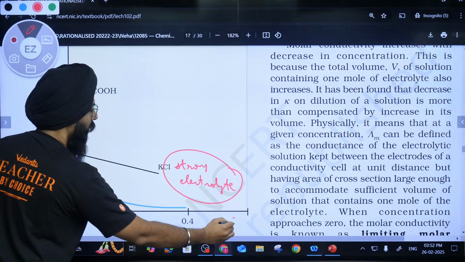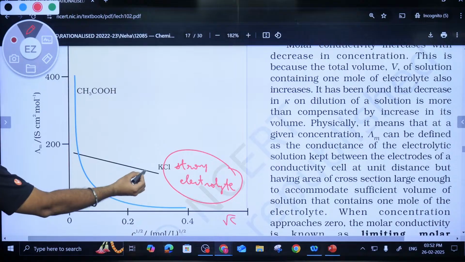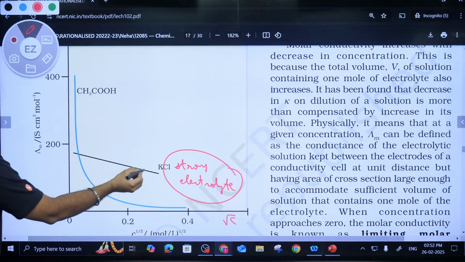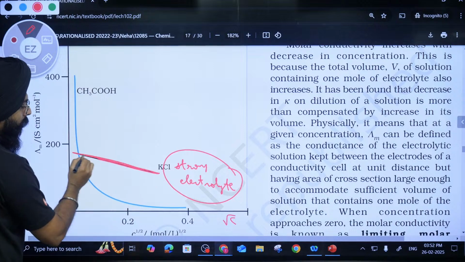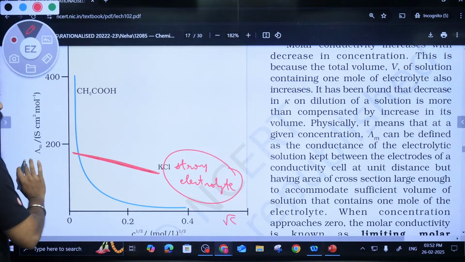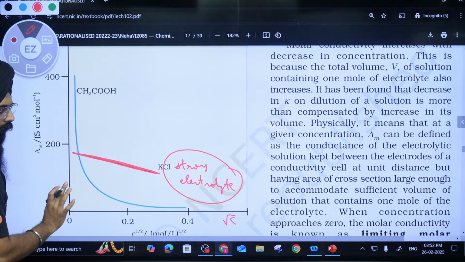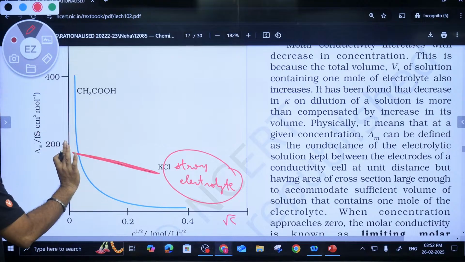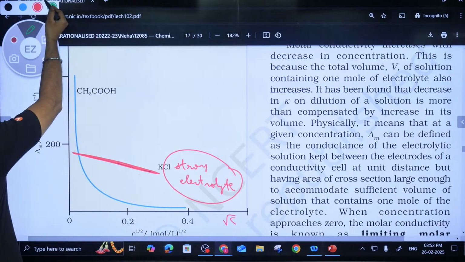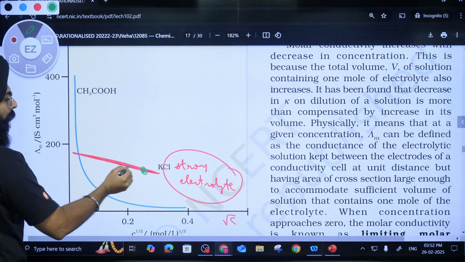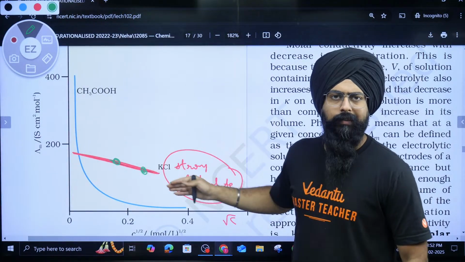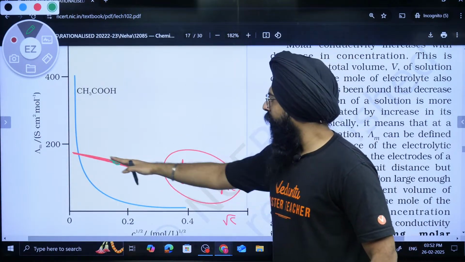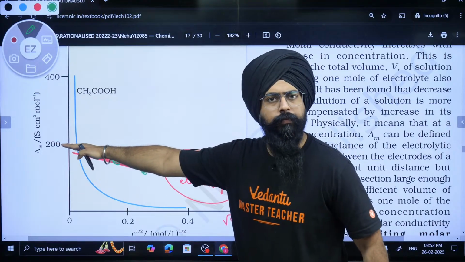Okay, on x-axis we have root of C. Root of C varies linearly with the molar conductivity. Okay, this is a linear graph. So we can write an equation for this. If I can figure out 2 points on this particular graph, I can figure out its slope. Delta y by delta x will be the slope. And if I can figure out the slope, I can make the entire graph.